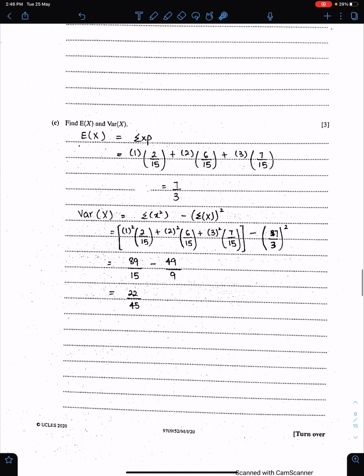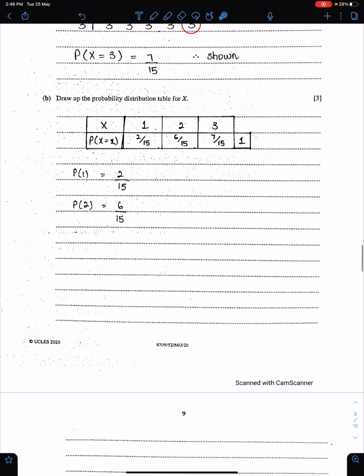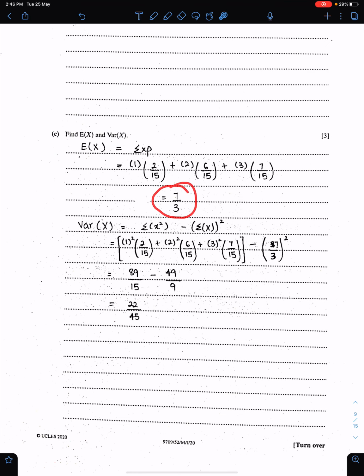Now we need mean and variance. The formula of mean is sigma xp. You just need to take the sum of product of these numbers. 1 times 2 upon 15 plus 2 times 6 upon 15 plus 3 times 7 upon 15 will give you the answer of mean. For variance, you just need to square this number first and then multiply this with 2 upon 15. So 1 square times 2 upon 15, 2 square times 6 upon 15, 3 square times 7 upon 15 minus square of mean.